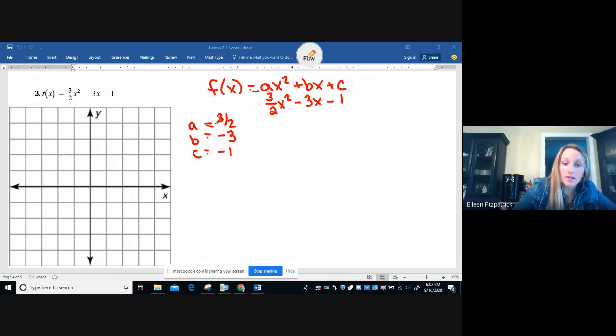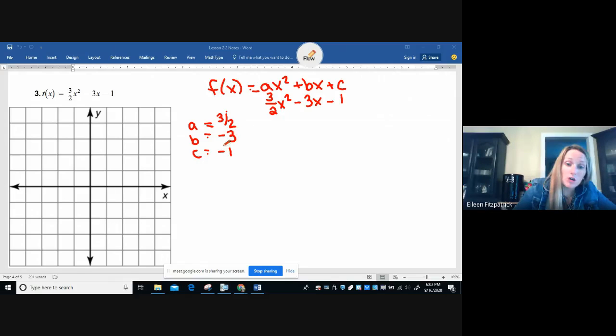Okay? The a value tells you the same thing in this function as it did in our other function form, our vertex form. An a value of 3/2, or if you want to translate that to 1.5, means that there's a vertical stretch of 3/2, or 1.5 units. It also means it's opening up because it's positive. The c value is actually going to be our y-intercept, and I'll explain that more when we actually graph.